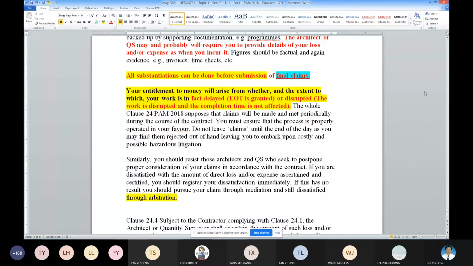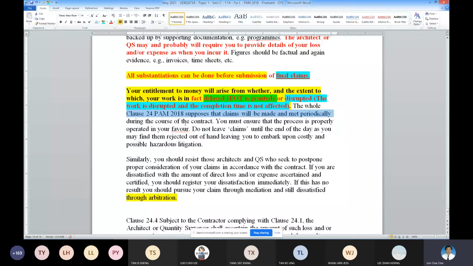Delay, you are affected and then your contract time will be extended. Okay, disrupted, your contract duration will not be affected, but your work is affected. Okay, the work is disrupted. Disrupted means your productivity goes down. Disrupted is affecting productivity. Your completion time is not affected. So this is a very big difference.